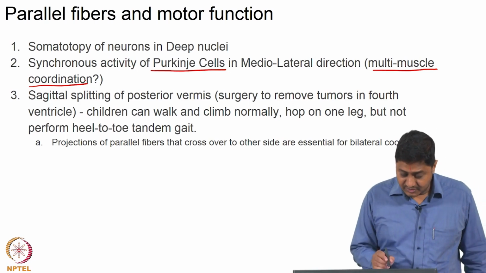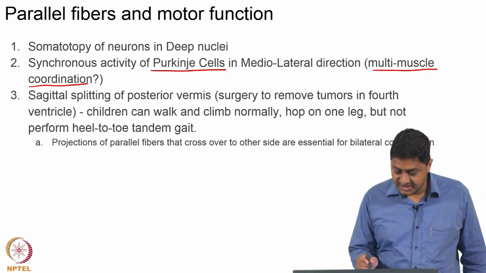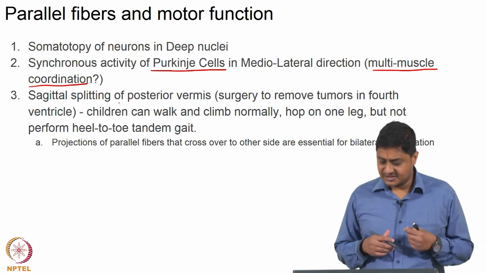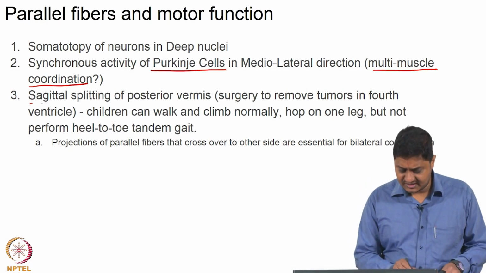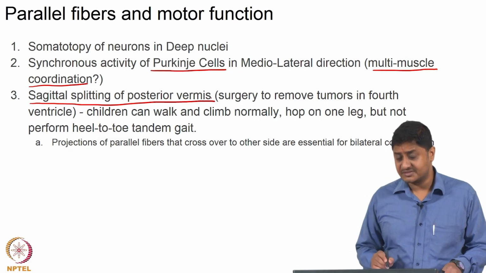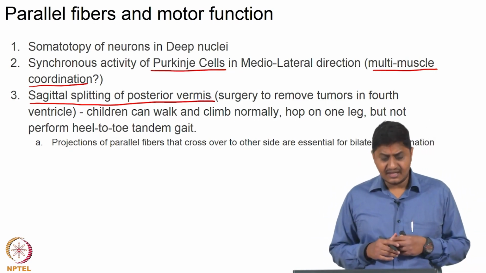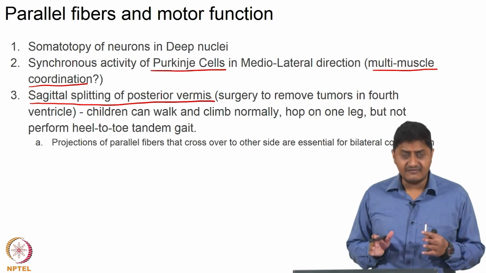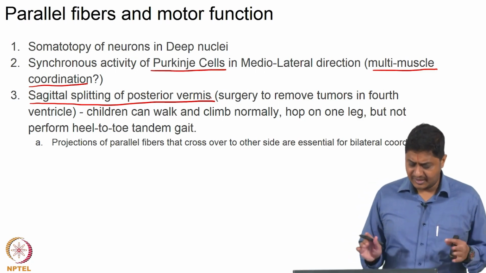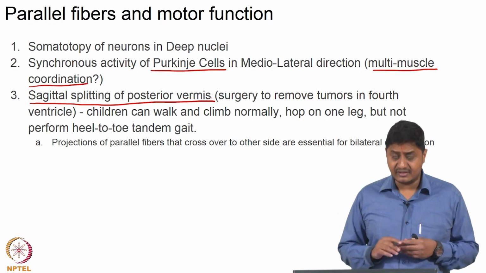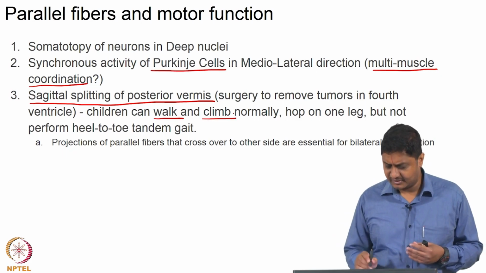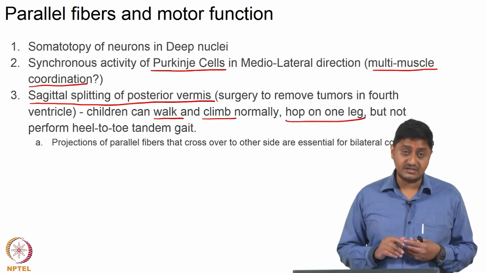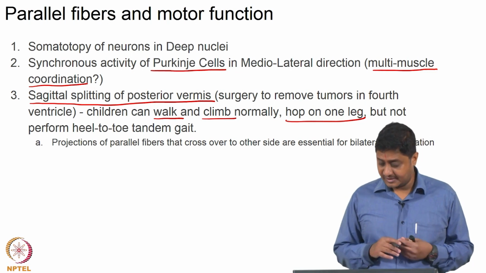What we should also remember is that a surgery that is performed in children where there is a tumor in the fourth ventricle. So, surgical removal of this tumor causes sagittal splitting of the posterior vermis. In these kids, they can perform many daily life activities quite normally. You will not be able to find differences in many activities such as walking, climbing, hopping on one leg, which is a relatively tough task.